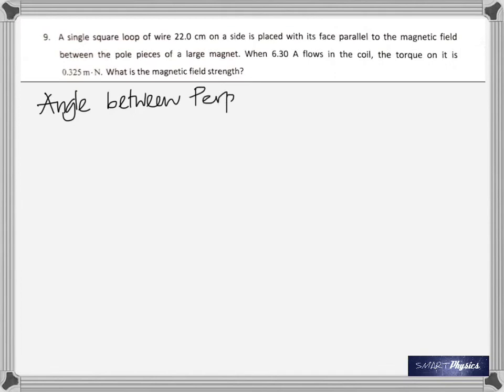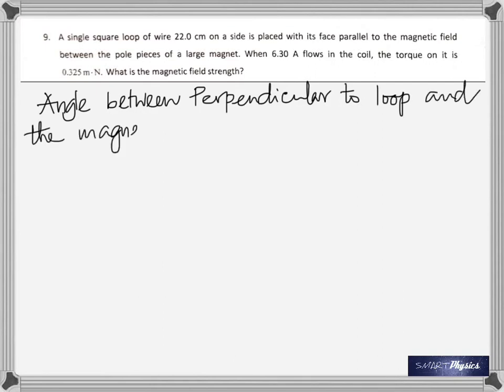Again, a three-dimensional visualization will help you. The angle between the perpendicular to the loop and the magnetic field. We never take the angle between the plane of the loop and the field. The angle is always taken between the magnetic field and an imagined perpendicular to the plane. And that angle will be 90 degrees. Why? Because the plane is parallel to the field. So if you draw a perpendicular to the plane, that line is going to be at 90 degrees.